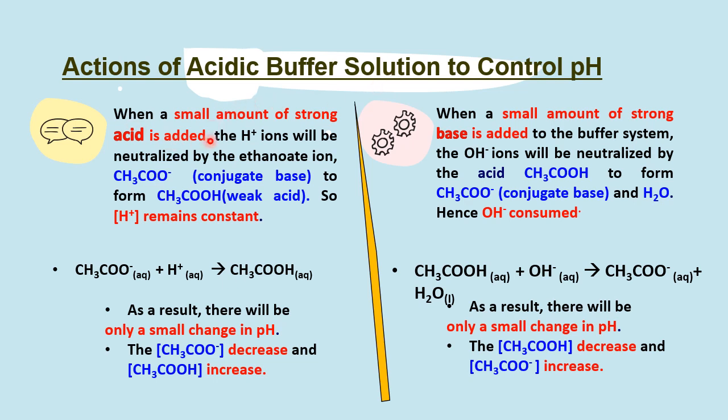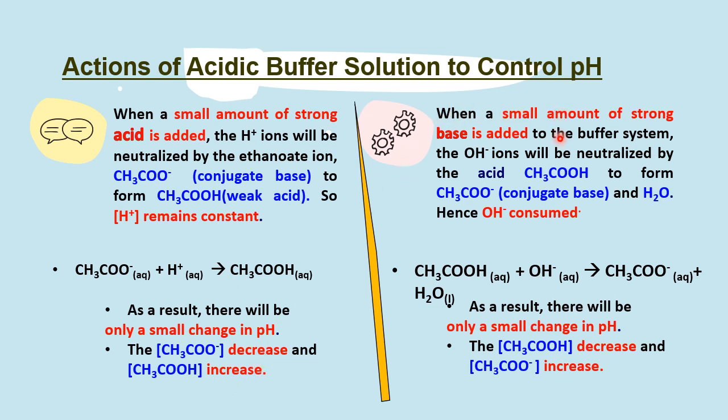So when strong acid is added, you must know the acid will react with the conjugate base and then form the weak acid. Due to the strong acid being totally consumed and forming the weak acid, the concentration of H plus remains constant or just slightly changes. So we must show the equation as well based on this explanation, and then you must explain that since the conjugate base has reacted with the acid, the concentration of the ethanoate ion decreases and the concentration of the weak acid increases.